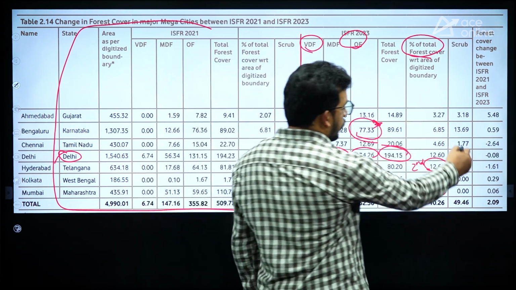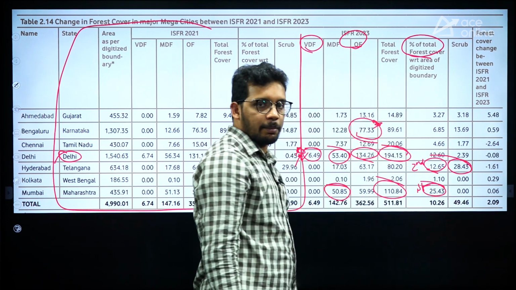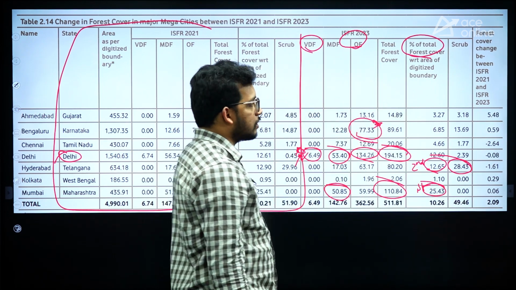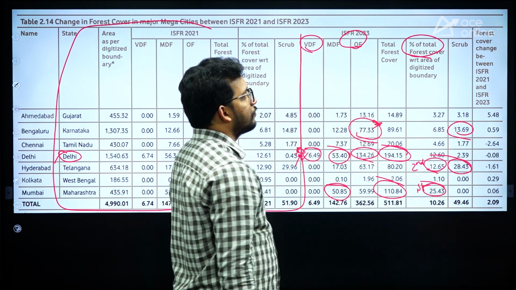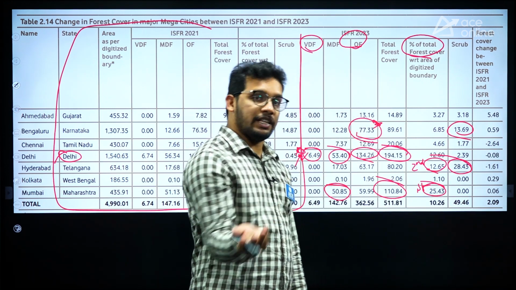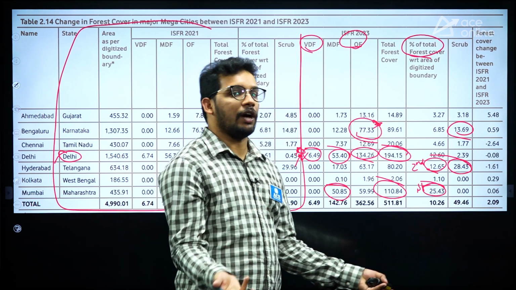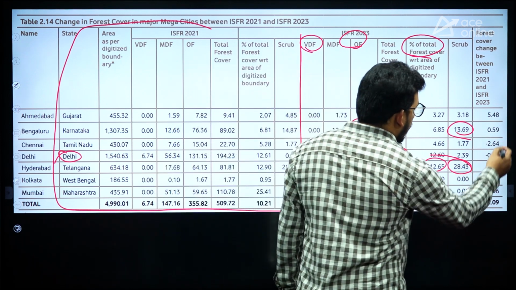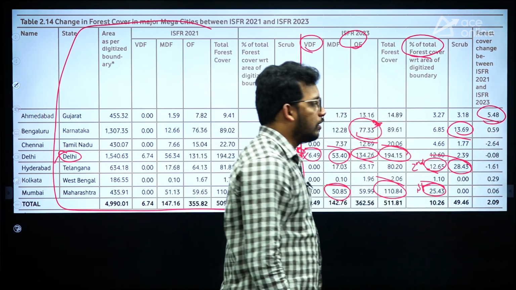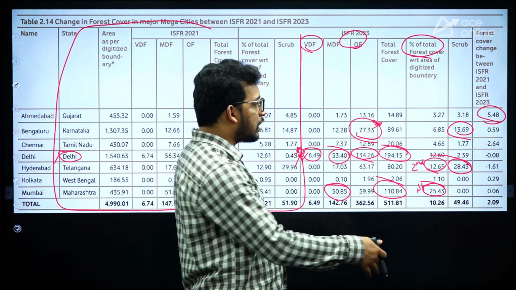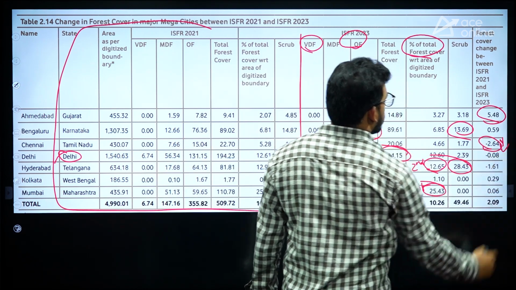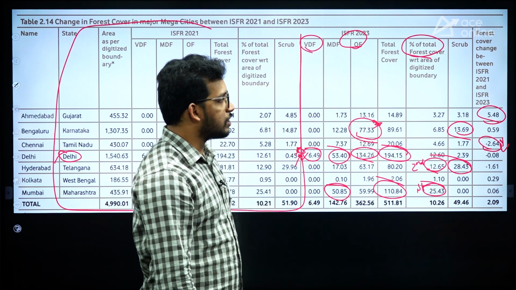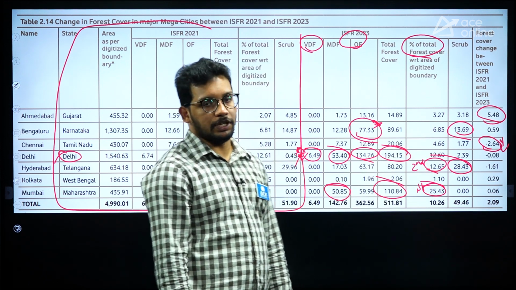In terms of scrub forest, we have the highest in Hyderabad. Hyderabad has the highest scrub forest, followed by Bengaluru. Fine. And in terms of increase compared to 2021, how much have they increased? The highest increment was seen in Ahmedabad, right? And the greatest decrease is seen in Chennai, right?